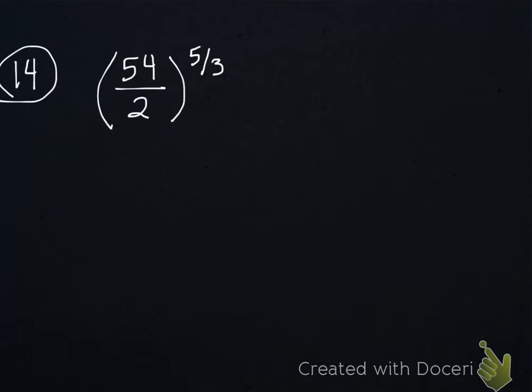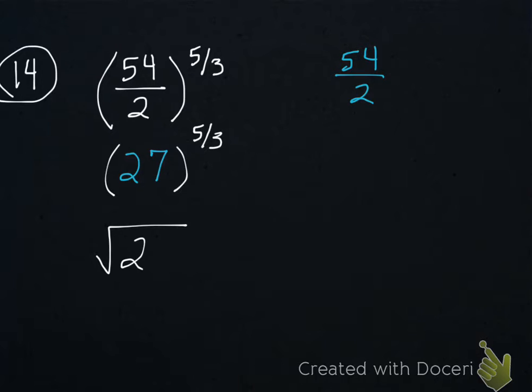Number 14. Before we distribute the exponent, let's simplify. It's just whole numbers, right? So what is 54 divided by 2? Well, that's going to be 27. So inside the parentheses, I just have a plain old 27. No big deal. Well, we already know that that 27 would go under a radical. The 3 in the denominator comes out front as the value of the radical, and the 5 goes outside the parentheses. So what is the cube root of 27? Or what cubed gives me 27? Would be 3.